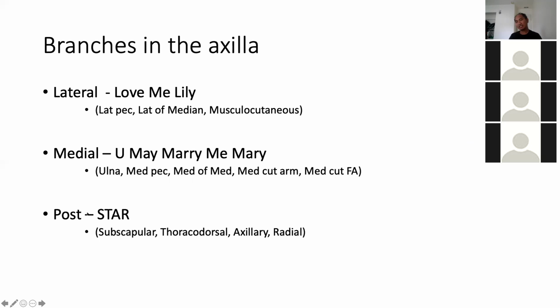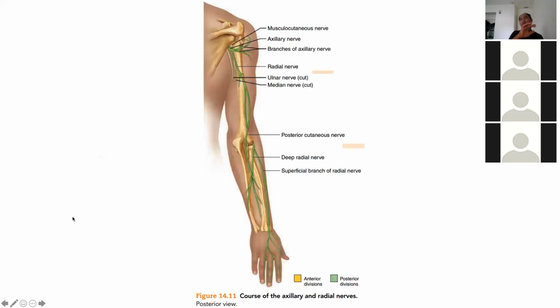Posterior cord as a star: subscapular nerves. So upper and lower subscapular nerve, thoracodorsal nerve, and axillary and radial. So at least I want you to remember axillary and radial arise from the posterior cord. Okay. So now these are the individual nerves.